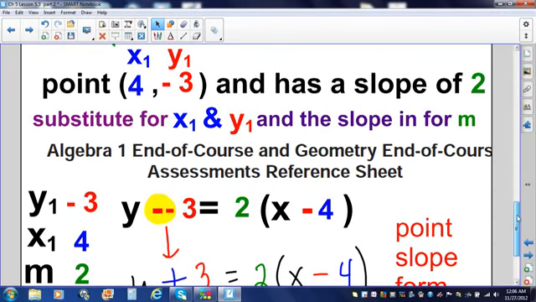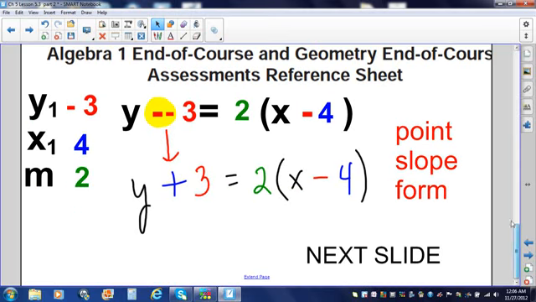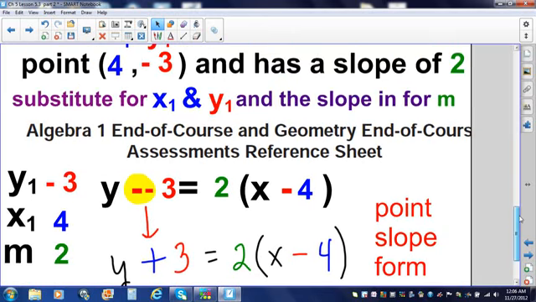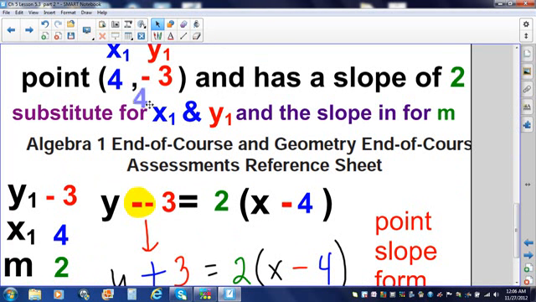Remember yesterday we said we're going to substitute for x, substitute for y, substitute for m. So in your spiral, please write y minus -3 equals 2 parentheses x minus 4. Remember, visual people, that I got that because I took the 4 and put it over here for x1. I took -3, I put it here for y1. I took the 2, put it in for slope. So please copy that in your spiral.